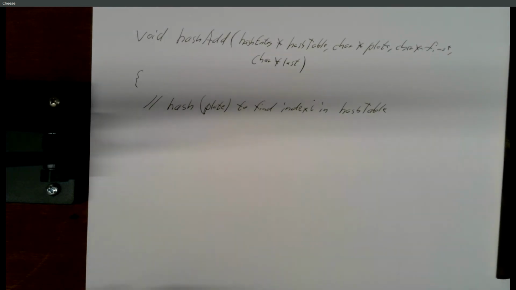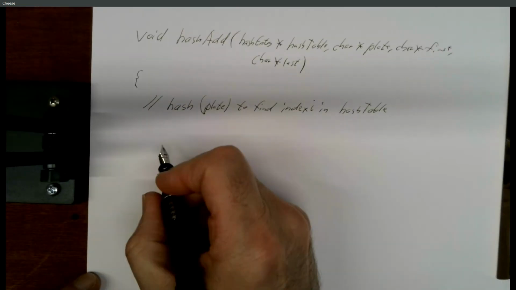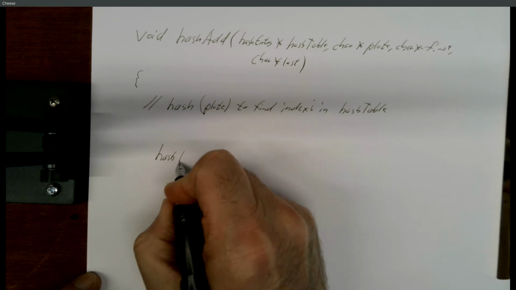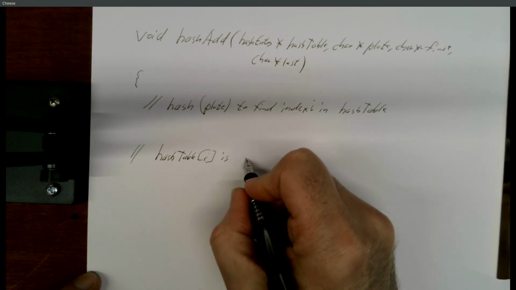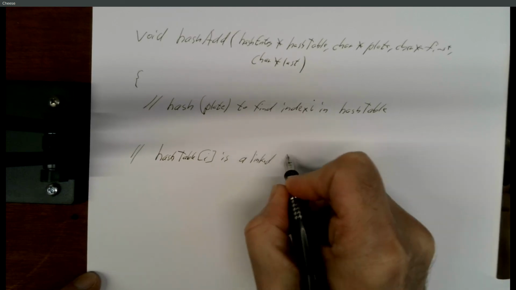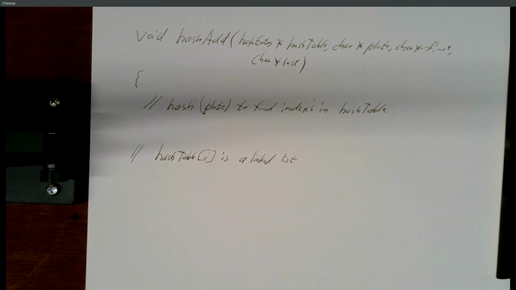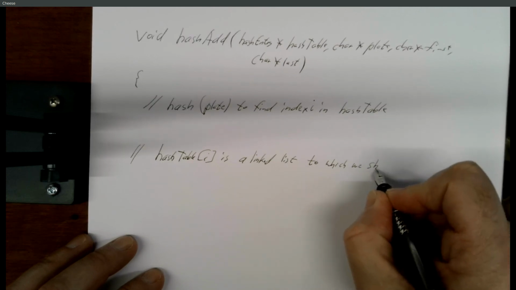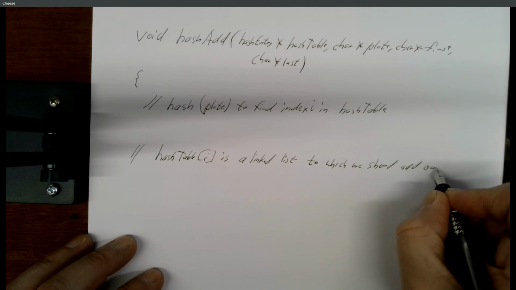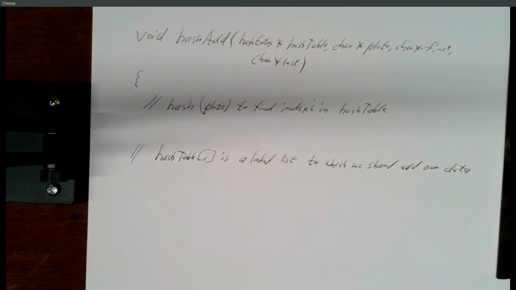And then how do we add? So if we get back index i from the hash function, then hash table bracket i is a linked list to which we should add our data. So run your plate through the hash function, use one line of code, right? Get back an integer, we're calling it i. Hash table bracket i is a linked list that we want to add our data into.